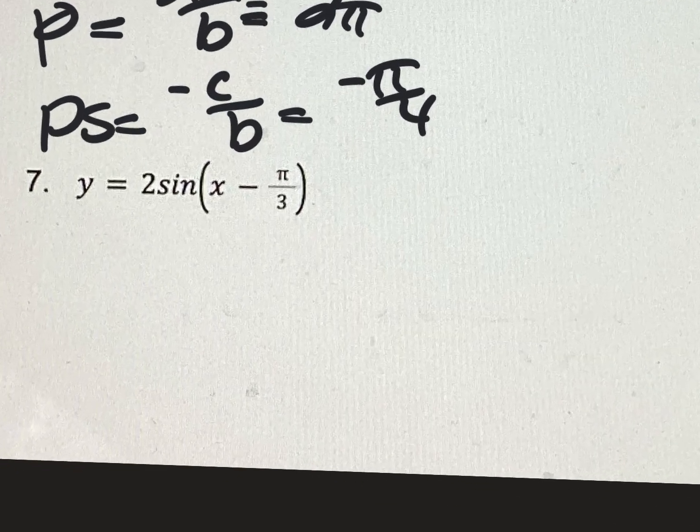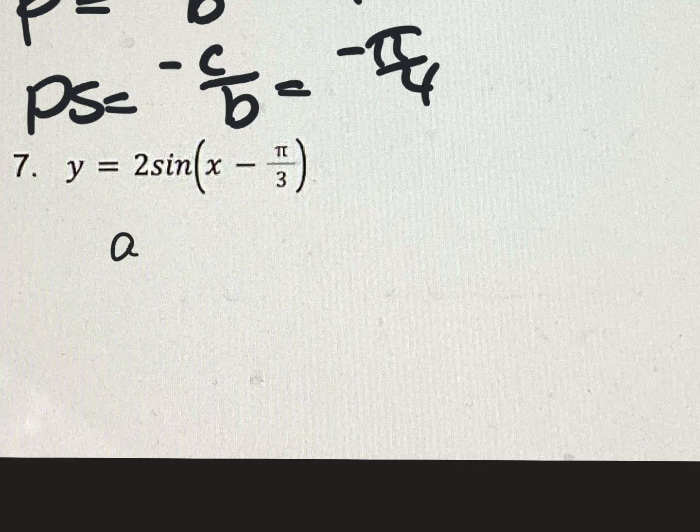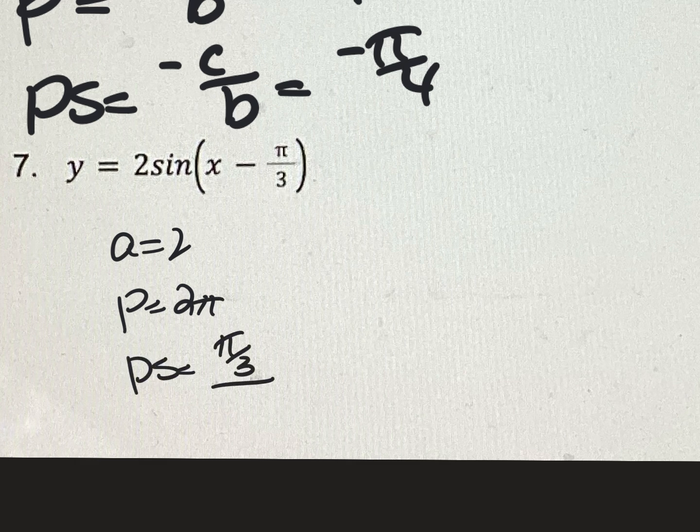Number 7, amplitude is 2. This is a good one because b is 1 again. Period is 2 pi divided by b, which is just 2 pi. Phase shift is -c, which is positive pi over 3 over b, which is just 1. So that's it. That's it.